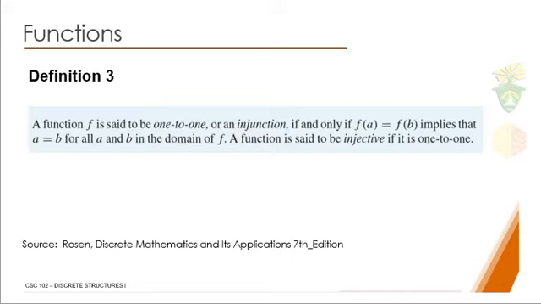Karon, let's have another definition. A function f is said to be one-to-one or an injection if and only if f of a is equal to f of b implies that a is equal to b for all a and b in the domain of f. A function is said to be injective if it is one-to-one.